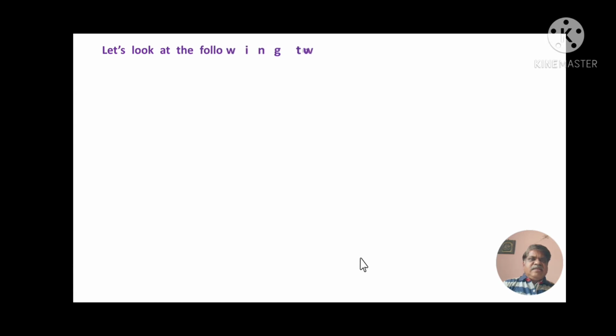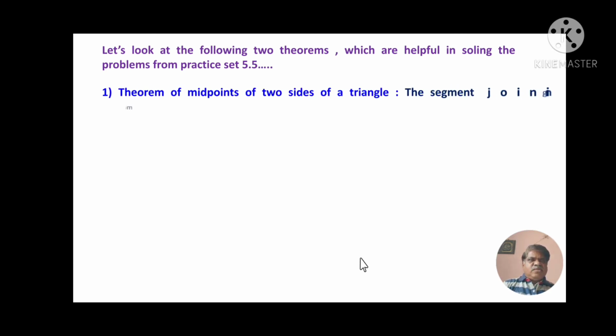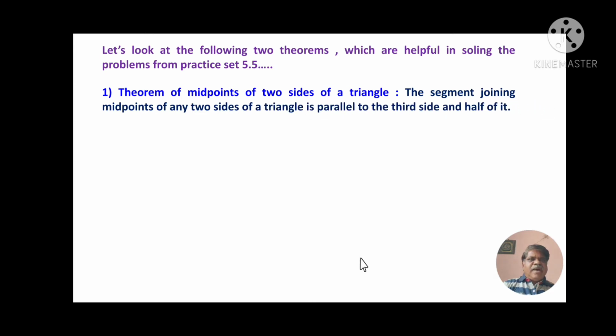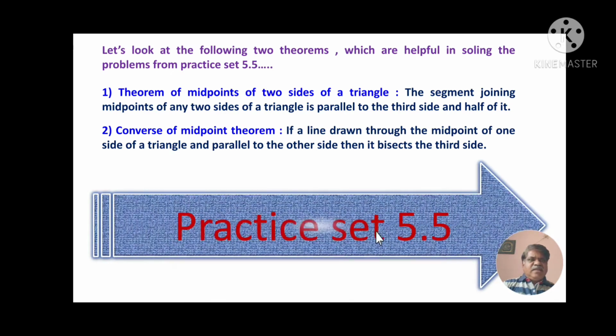So friends, let us look at the two theorems which are helpful in solving the problems from practice set 5.5. First, the theorem of midpoints of two sides of a triangle: the segment joining the midpoints of any two sides of a triangle is parallel to the third side and is half of it. Secondly, the converse of this theorem: if a line is drawn through the midpoint of one side of a triangle and parallel to another side, then it bisects the third side. Repeating on this, let us discuss practice set 5.5.